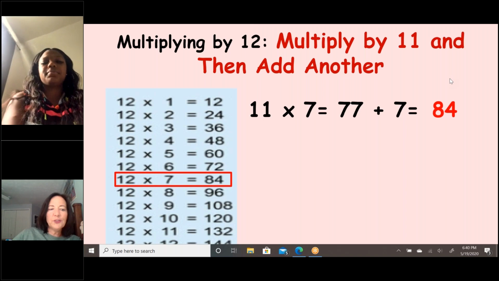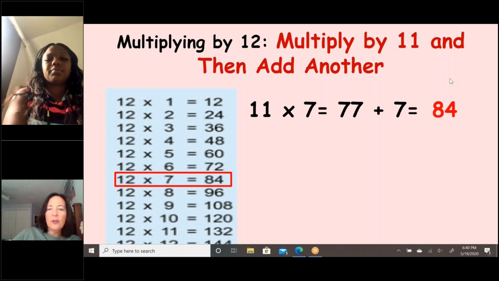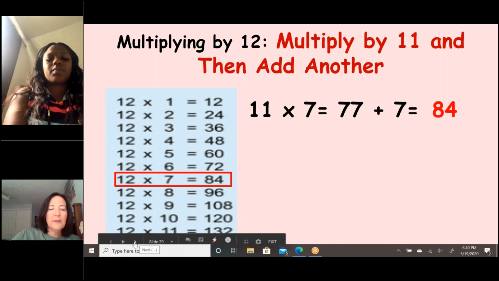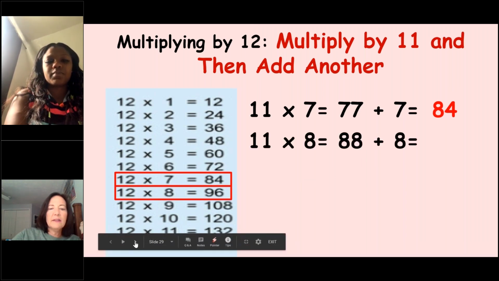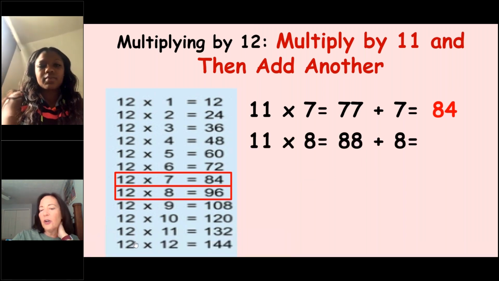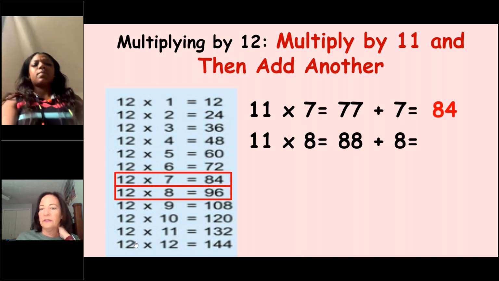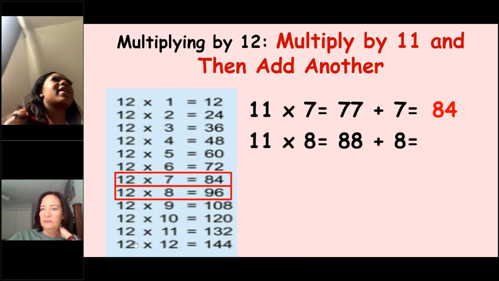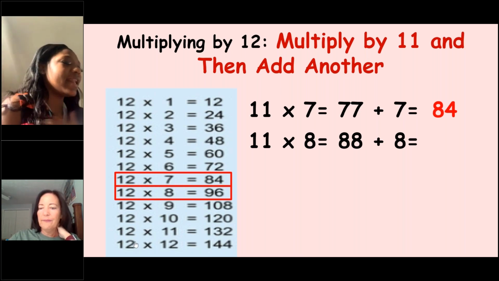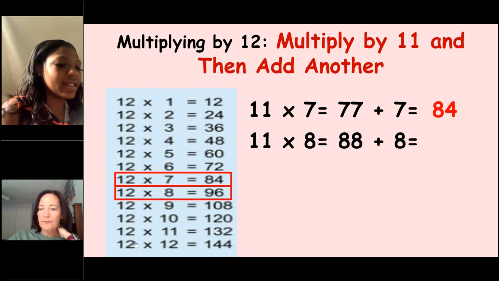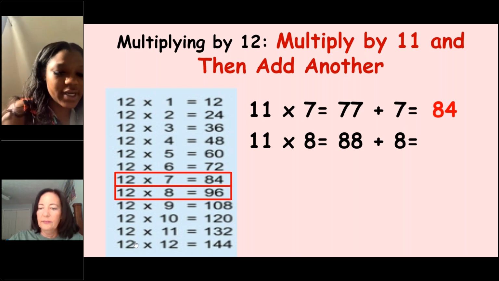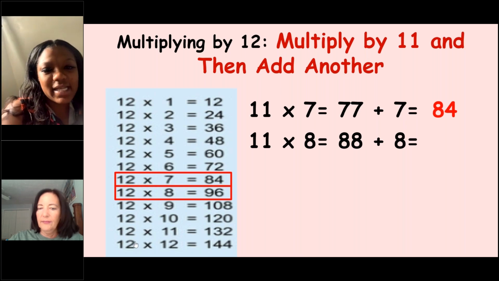Okay, so let's try 12. Oh, it's not going to let me do it. Okay, let's try 12 times by 8. And so, Tylisha, we know 11 times by 8 is 88. Now add on 8 more for me. 88, 89, 90, 91, 92, 93, 94, 95, 96.